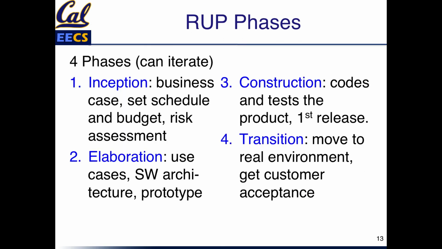The first phase, called inception, you come up with the business case for the software. This RUP model is more closely tied to business processes. So what's the business case for building it? Why should we make this investment? What will be the return on our investment? This is the time you set the schedule and the budget for the project, and you do this risk assessment of reasons why either the cost, the budget, or the schedule is at risk, and try to ameliorate those.